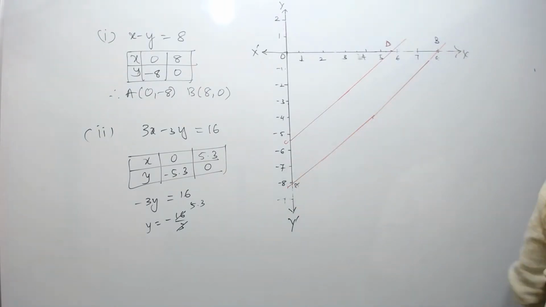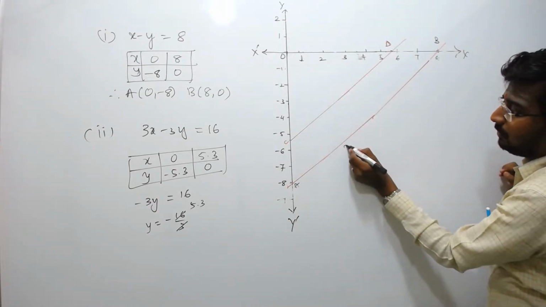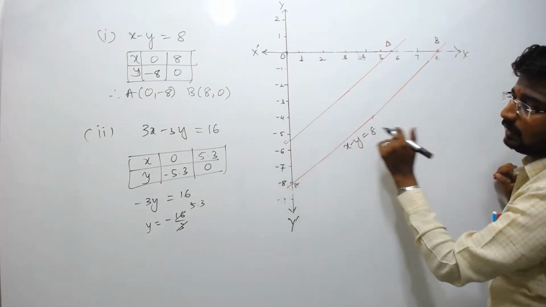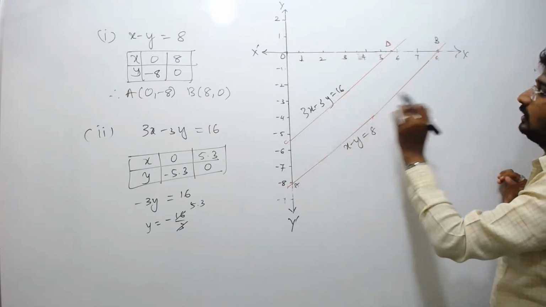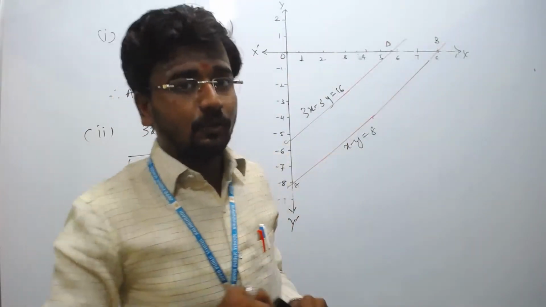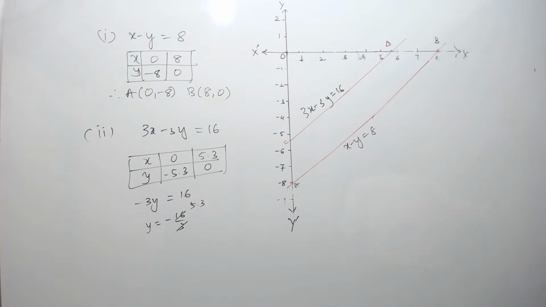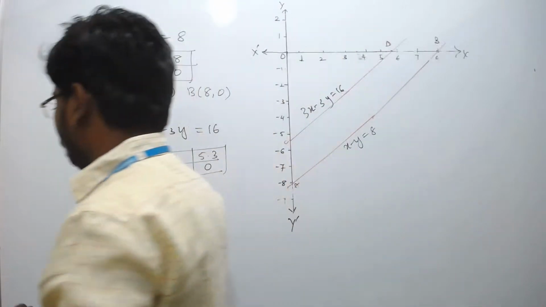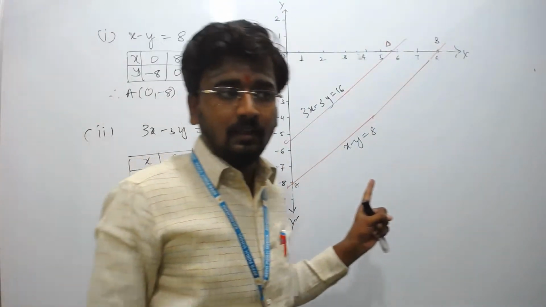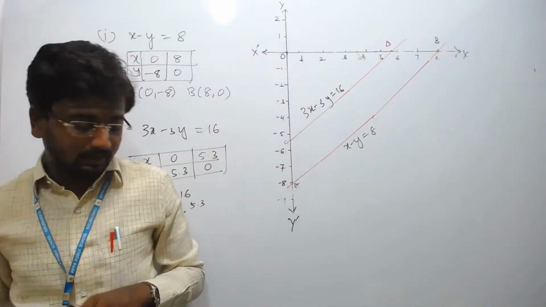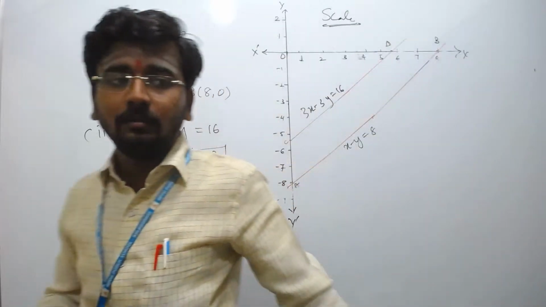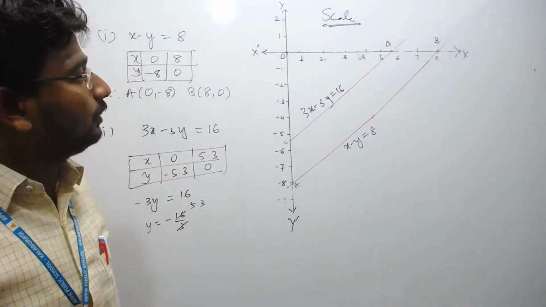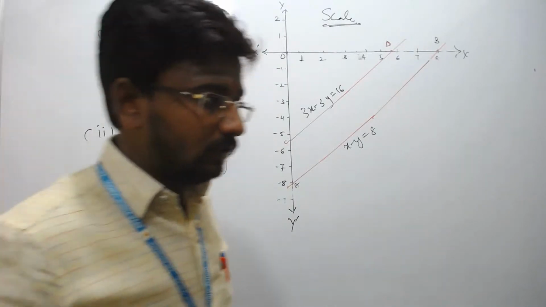So what is the first line? First line is x minus y equal to 8. Second equation, 3x minus 3y equal to 16. So both lines are parallel, so it does not have any solution and the system is inconsistent. So complete this graph, everyone. According to the question, we need not solve it graphically, but for our understanding, we are solving it. So scale also is important. Write down scale, compulsory. X-axis 1 centimeter equal to 1 unit. Y-axis 1 centimeter equal to 1 unit. So this is how we solve.